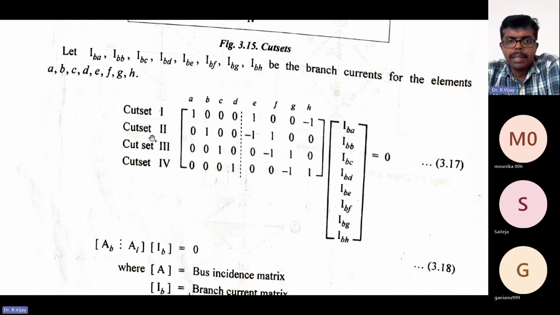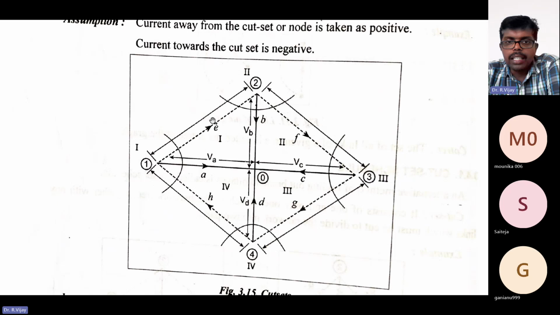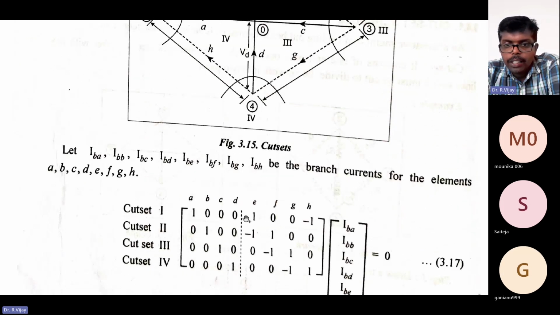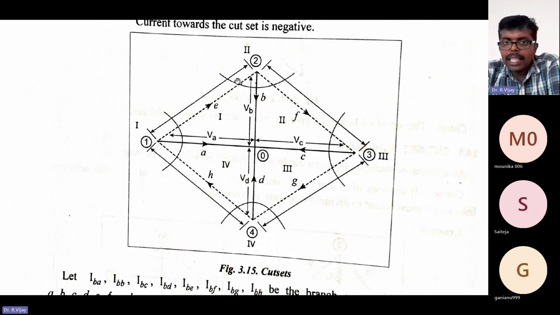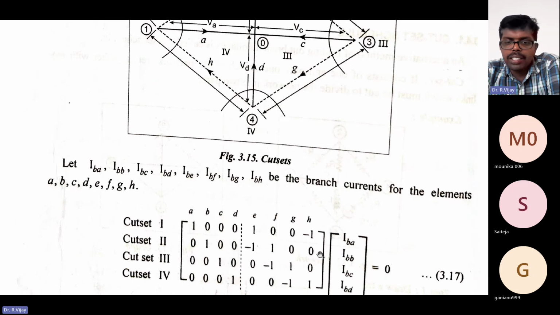Next, similarly, cut set 2. What are the things going outside? B and F are going outside, and E is coming inside. So B and F are 1 because they are going outside, and E is -1 because it is coming towards cut set 2. Rest are all 0.